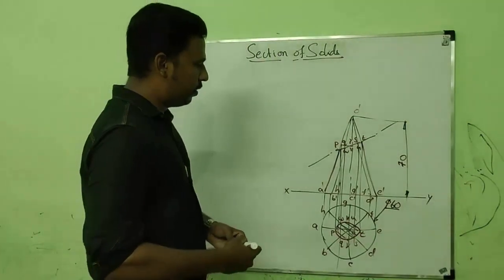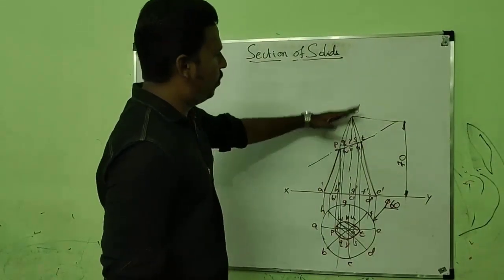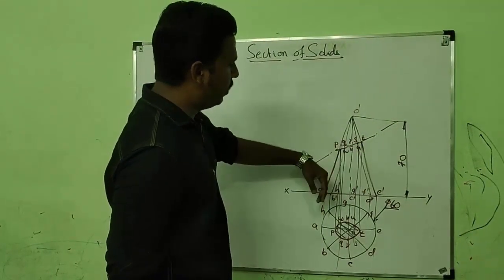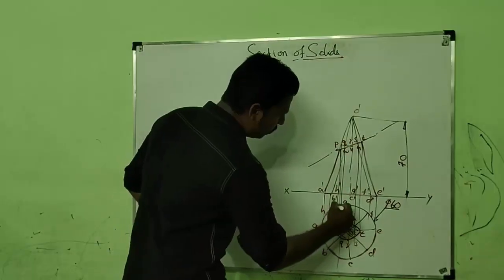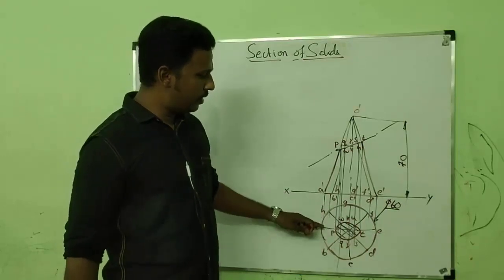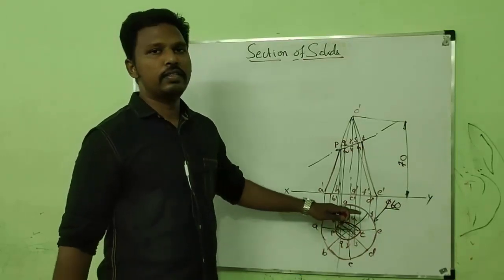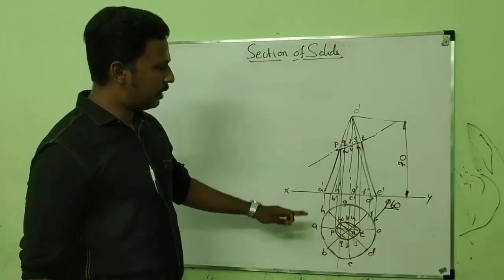After that, the retained edges should be darkened. Here, only the top portion is removed. All the base edges, all the points in the base are retained. You have to darken the whole base. These are not lateral edges, these are imaginary generators, so we need not darken them. Now we have completed the front view and sectional top view.